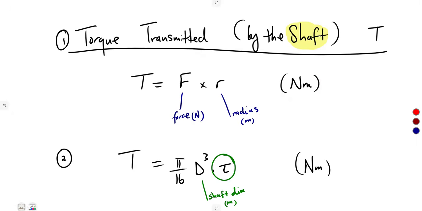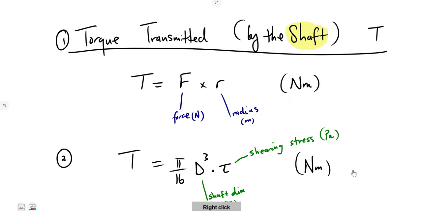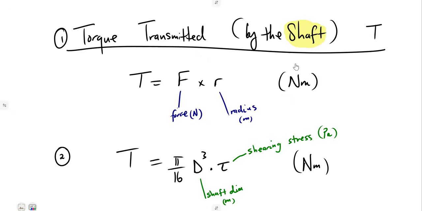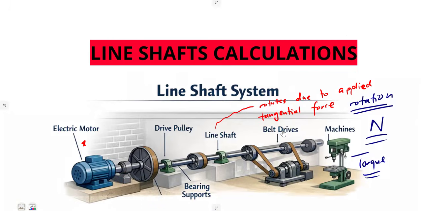Then the tau that we see there represents the shearing stress. This is our shearing stress. The shearing stress is measured in what? In pascals. So that's it. We have got the second formula, which is for the torque that is transmitted, but still it is transmitted by what? By the shaft, because we can have the torque that is transmitted by the belt from the belt drives.